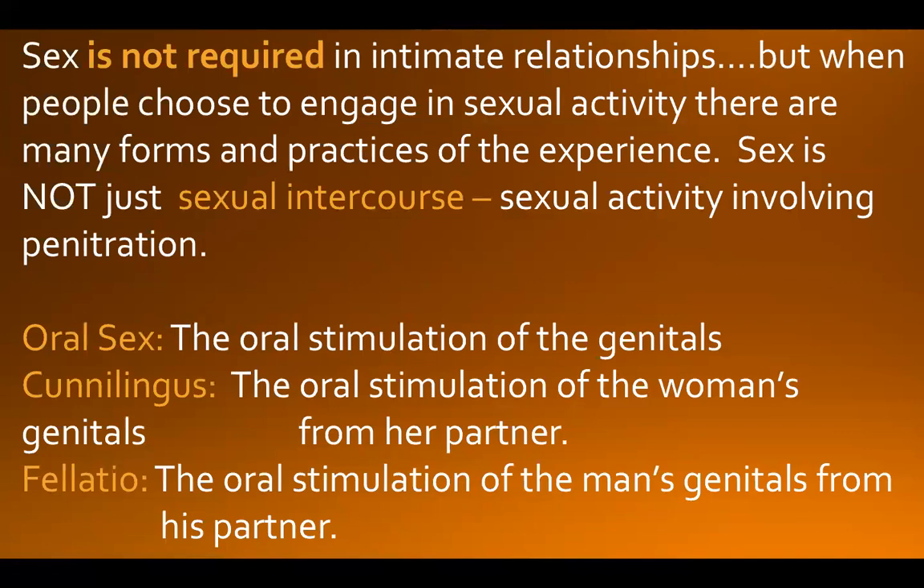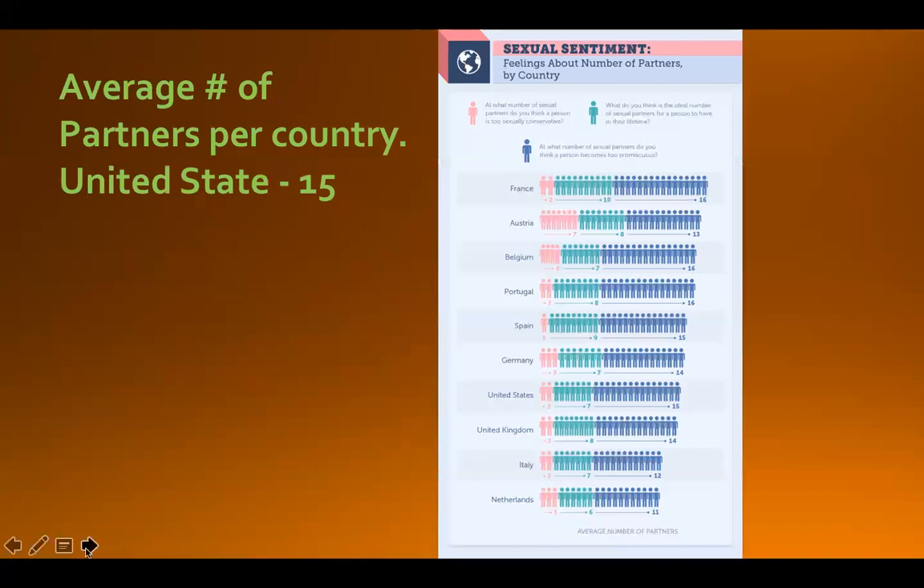So oral sex is that stimulation of the genitals. I just realized I spelled cunnilingus wrong, so sorry about that. I'm not going to change it because I'm recording right now, but I'll change it in the slides. The oral stimulation of a woman's genitals from her partner, and then fellatio is the oral stimulation of a man's genitals from his partner. This is sex. This has different forms of being able to be safe with that.